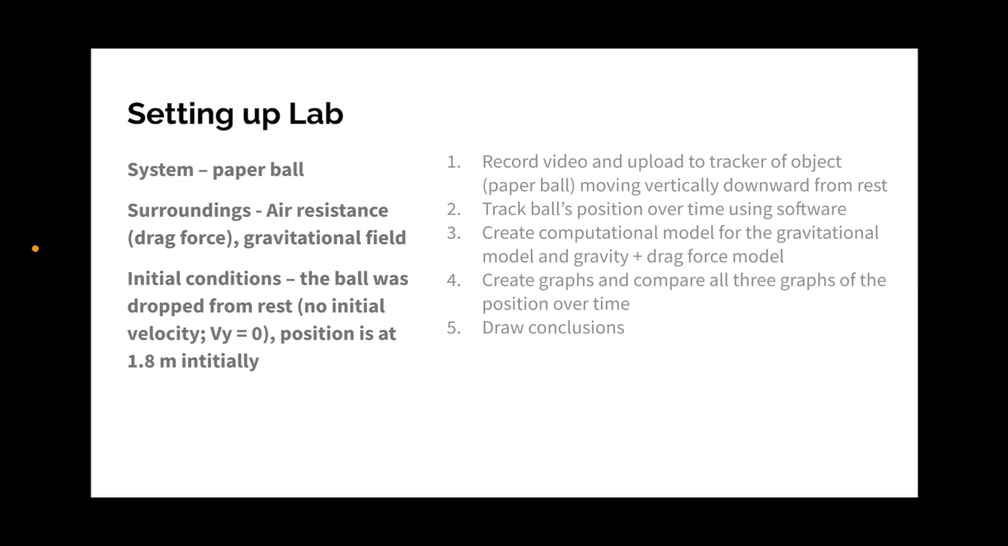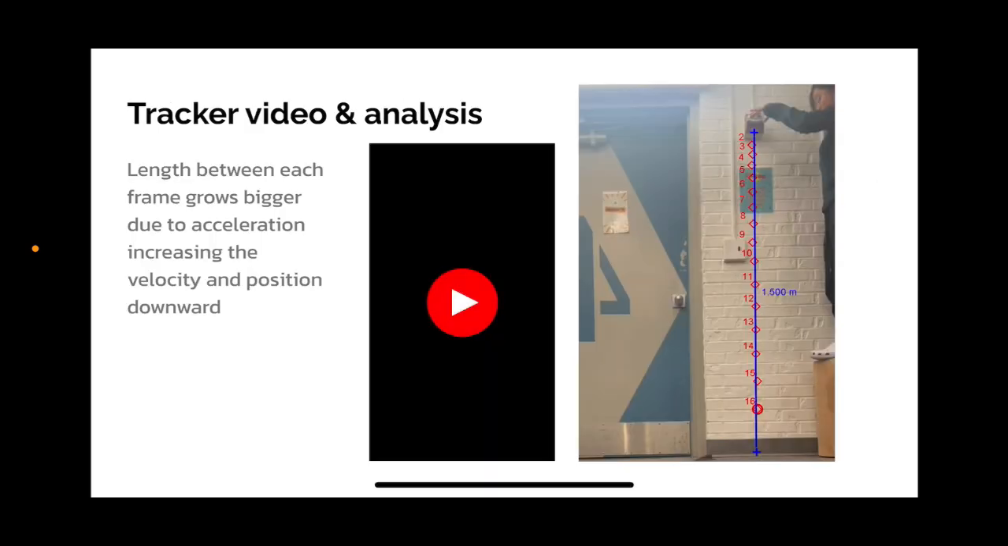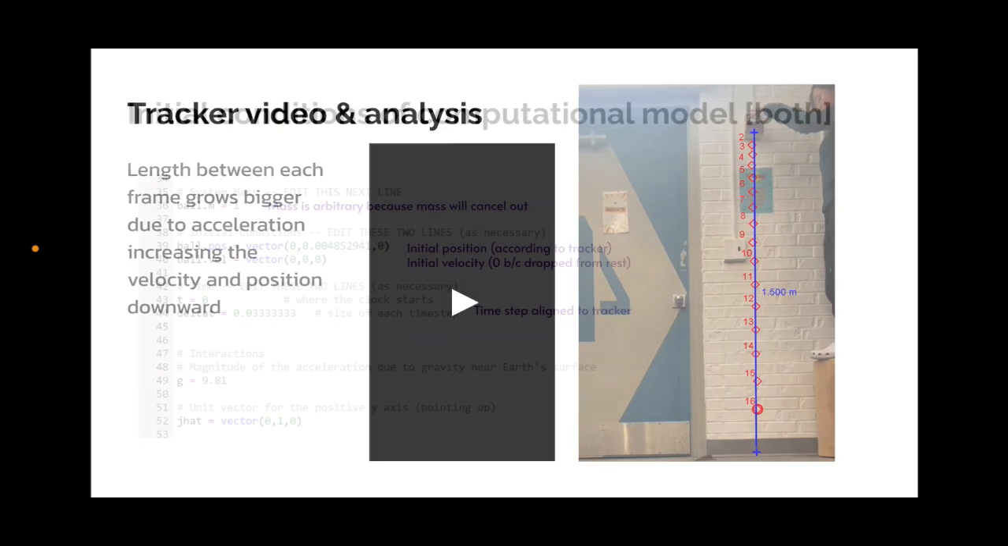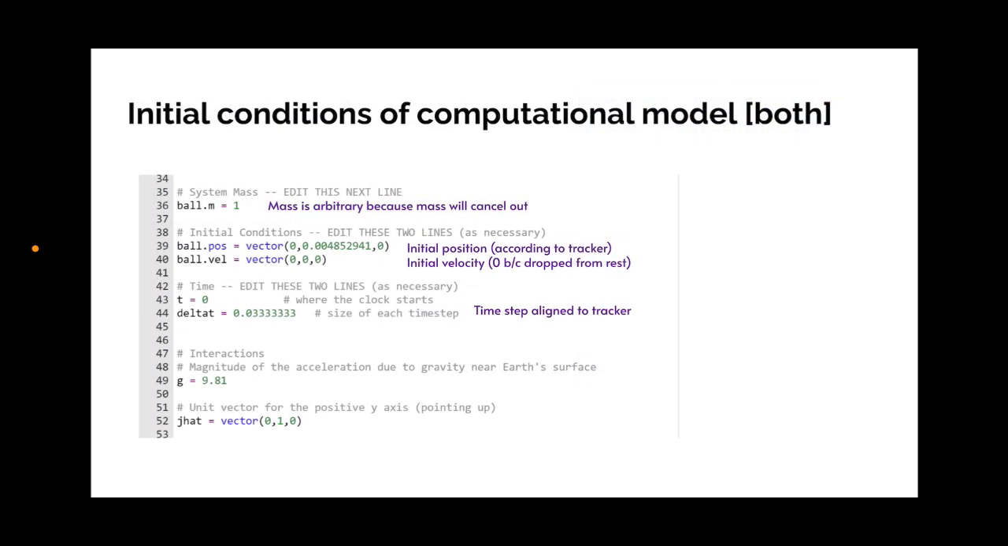We're going to record our video, track our ball positions over time, create our computational models, create graphs, compare all these graphs, and draw conclusions. This is our video. The length between each frame you can see on the right grows bigger due to the acceleration increasing the velocity over time and the position downward. The initial conditions of our computational model are as shown.